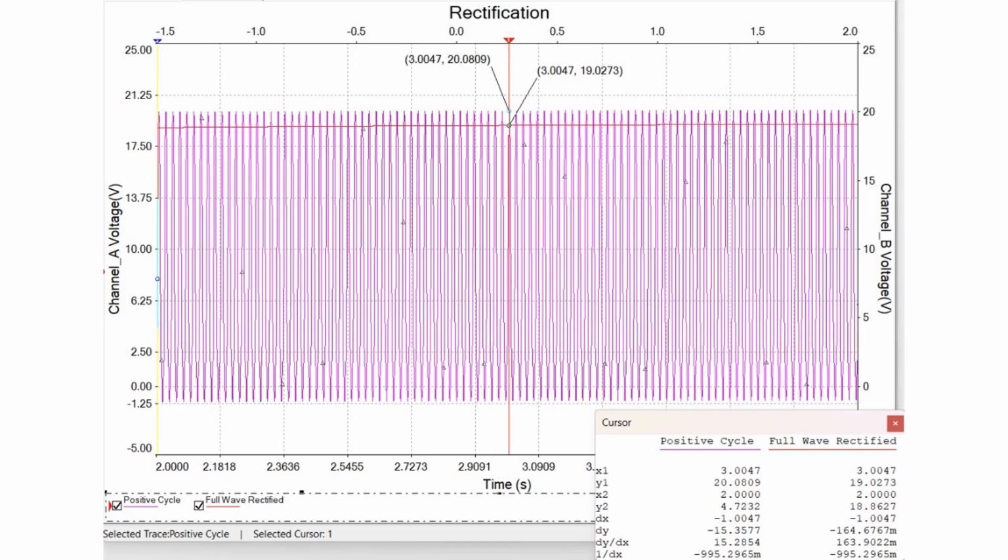The peak voltage of the purple waveform is slightly higher than the red waveform due to the knee voltage of each diode being 1 volt. After rectification, the initial voltage of 20.8 volt is subtracted by 2 volt, so the simulation result shows a value of 19.02 volt, which approximately matches the theoretical result.